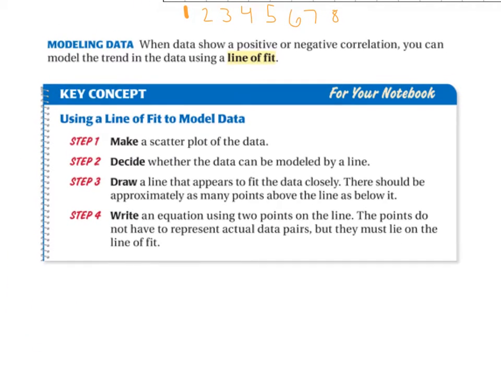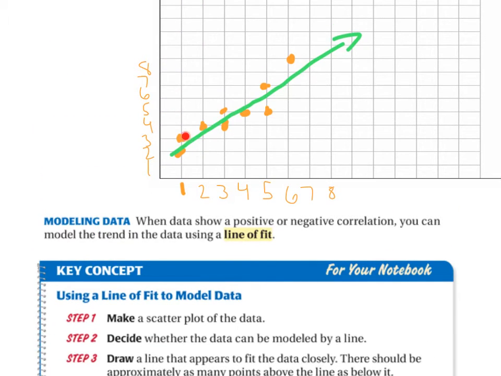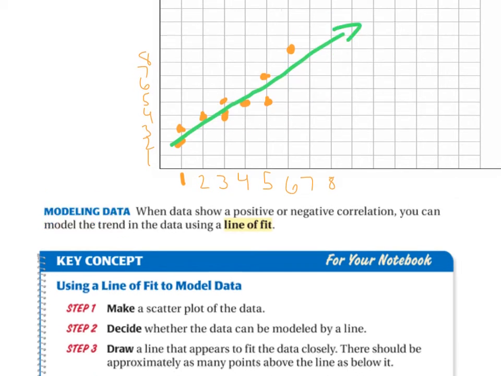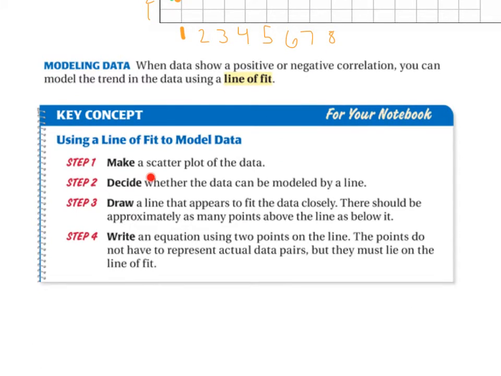It says, modeling data. When data show a positive or negative correlation, you can model the trend in the data using the line of fit. Okay, so that's what we did. See how I drew this line of fit? We're trying to model it. Okay? It's not going to be exact. So what you do is you make a scatter plot, whether the data can be modeled by a line, draw the line that appears, and then you write an equation using 2 points on the line. We'll get into that later, because we're going to have our calculators do that for you. That'll be the next lesson, but I want to introduce these right now, okay?